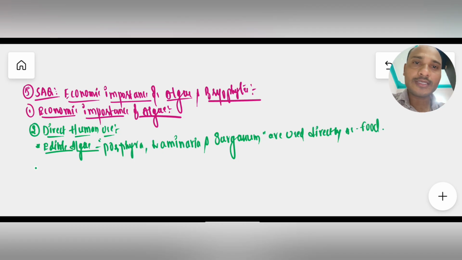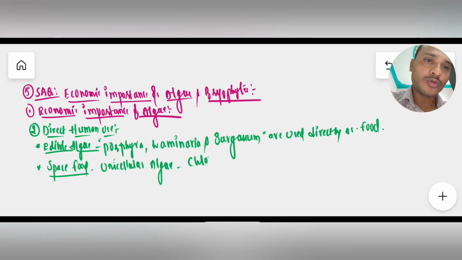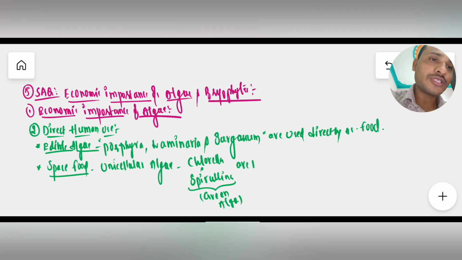And there are some algae that give food to space travelers, so, space food. There are some unicellular algae like Chlorella and also Spirulina. These two are green unicellular algae, and they are rich in protein.